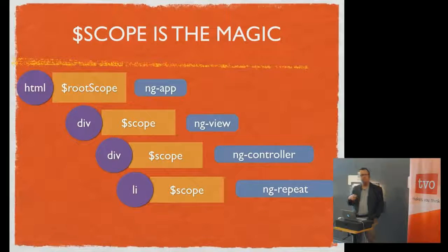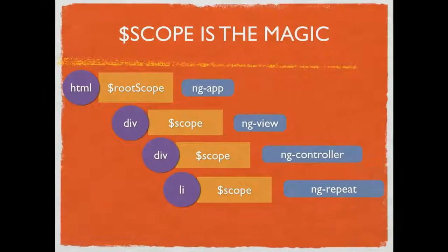And scope is really the magic going on. When you write a directive, you specify whether it's going to inherit scope from its parent, whether it's going to create its own scope, whether it's going to have an isolated scope. And so that's one of the challenging areas when you get into developing Angular directives, if you have to do some funky scope stuff. But for the most part, it's pretty straightforward.